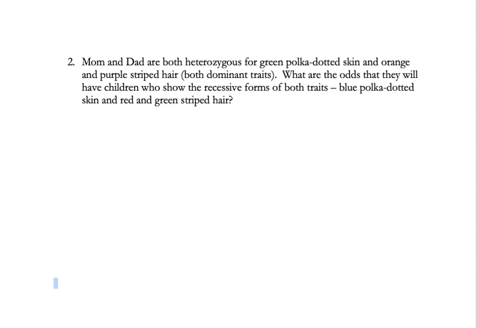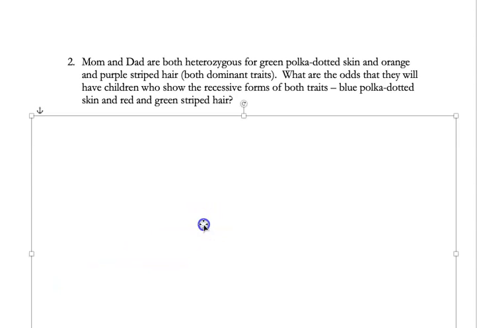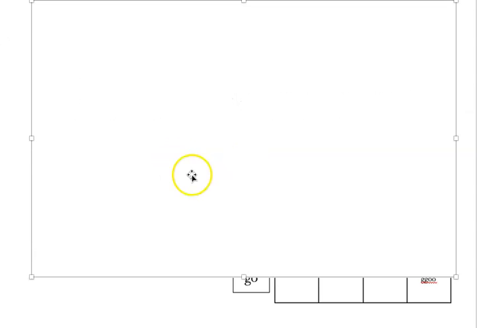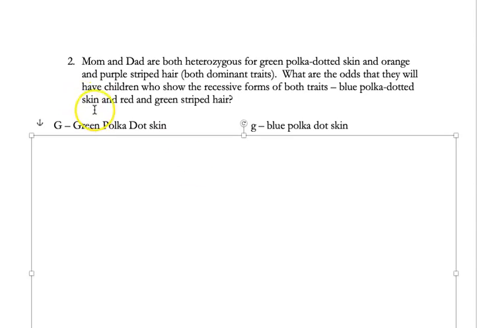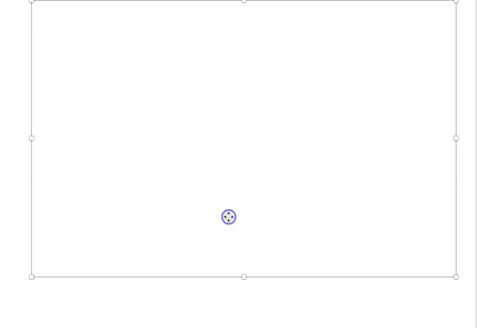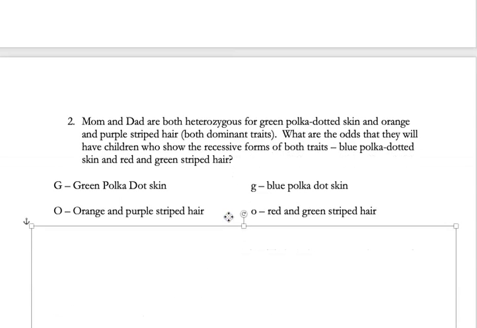We say that green is dominant, so we'll use capital G to represent green polka dot skin, and little g for blue polka dot skin. Big O is for orange and purple striped hair. Little o is for red and green striped hair. All right, so that's the first step.